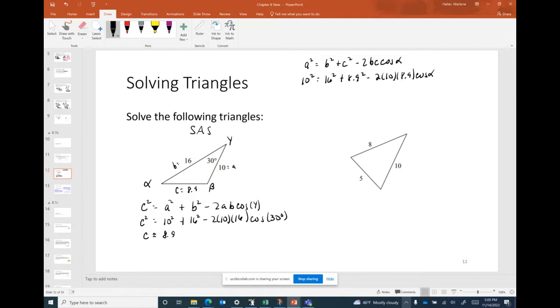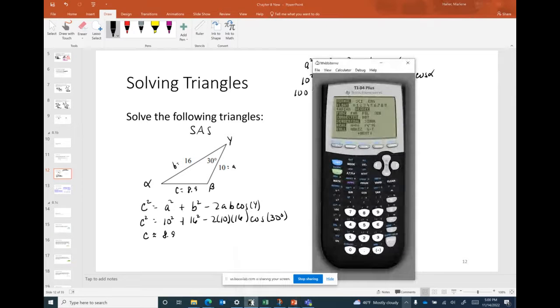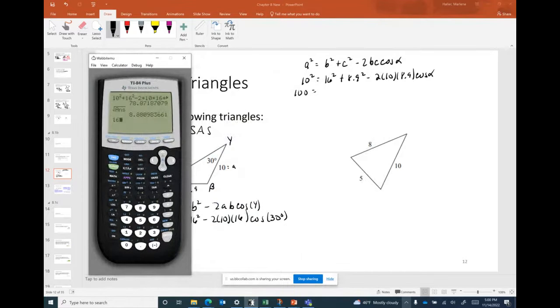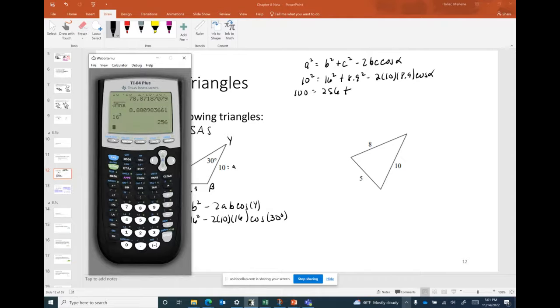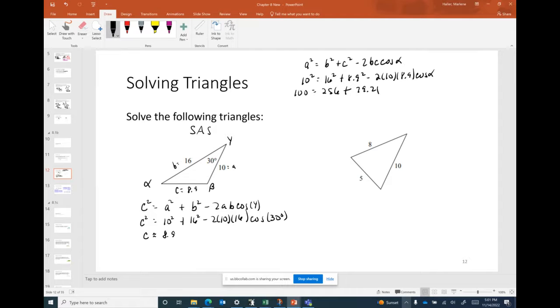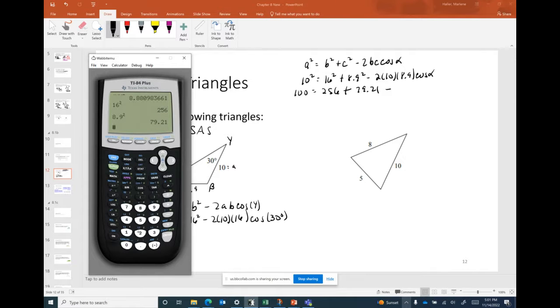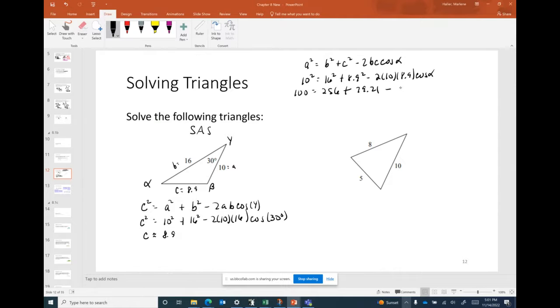First, let's simplify a little bit. So we'll say that 100 equals, and I think 16 squared is 254, right? But I better not guess on these. Let's see. Yeah, 256. So 100 equals 256 plus 8.9 squared, which is 79.21, minus 2 times 10 times 8.9. That's 20 times 8.9, which is 178, times the cosine of alpha.